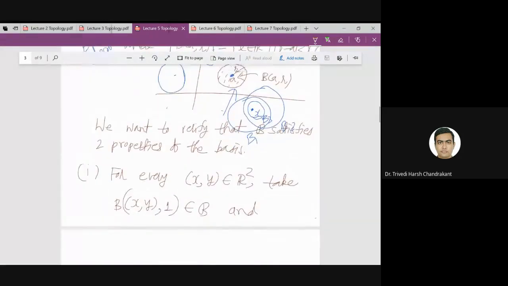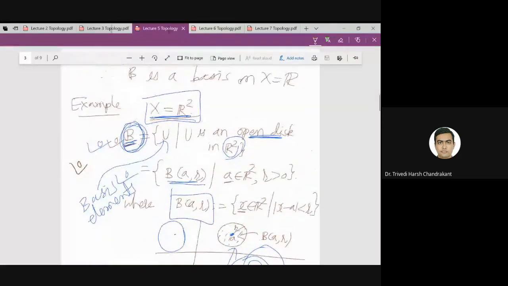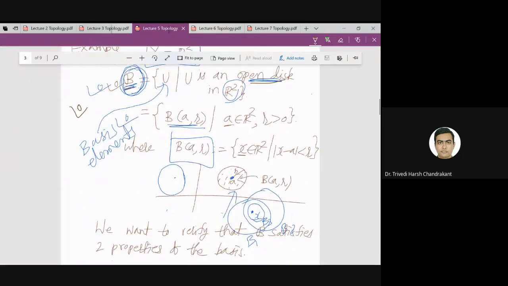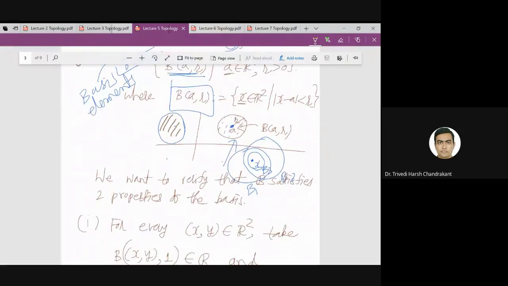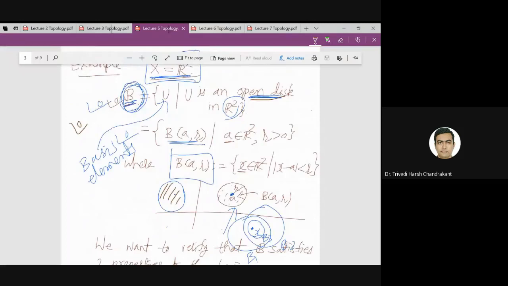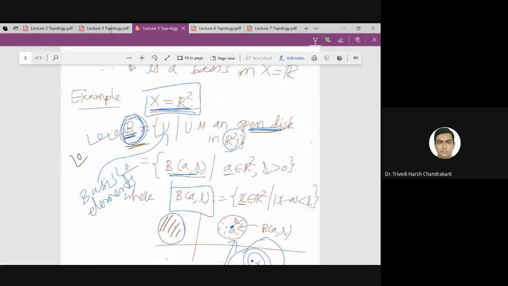The collection of all open disks, that means the interior region of the circle. Open disk means what? It is the interior of the circle. So all these regions form a basis, that means they satisfy these two properties on R2.